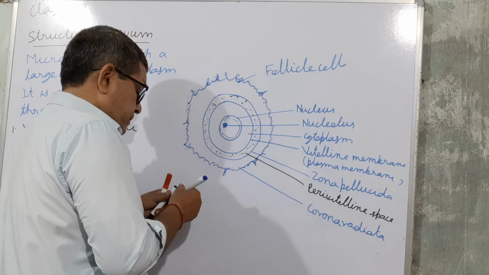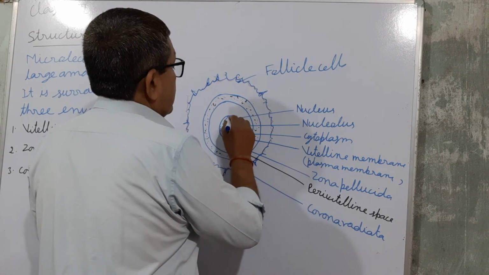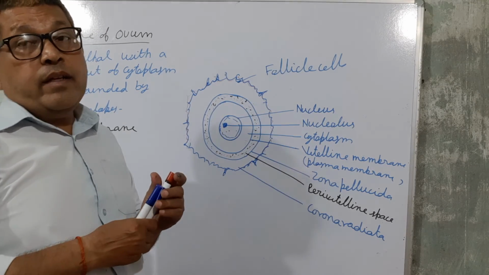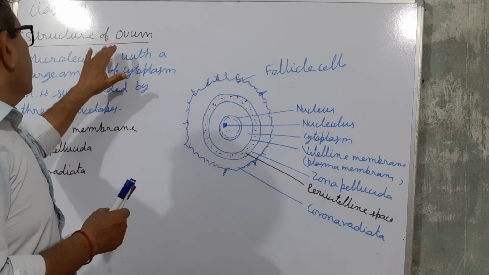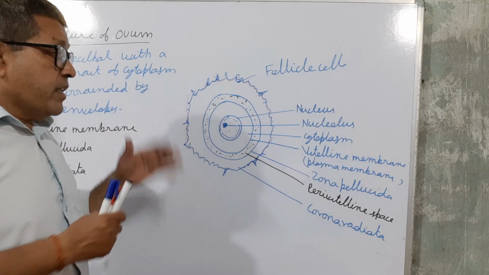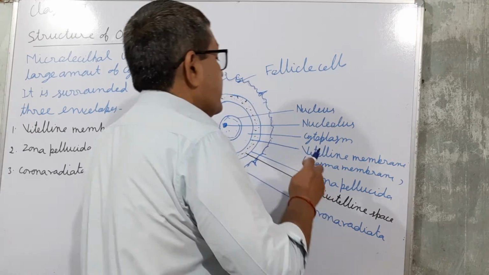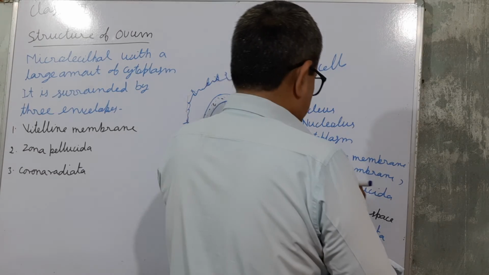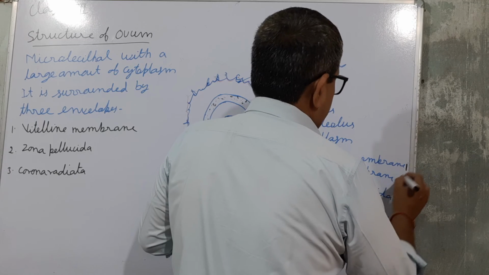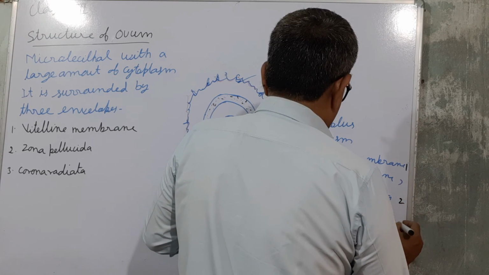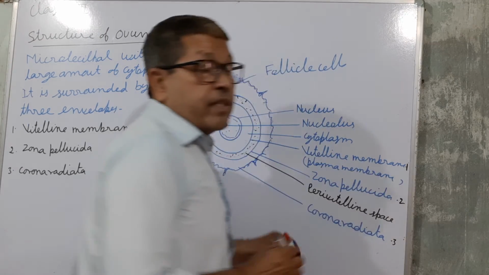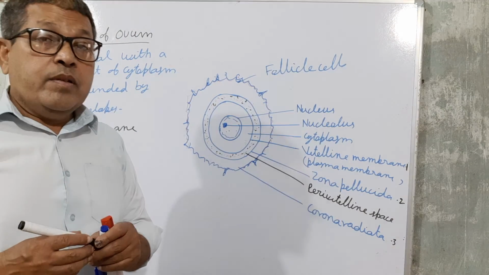So these are the different layers of the human egg, the human ovum. This is the structure of the human ovum. It consists of mainly three membranes: one is the vitelline membrane, second the zona pellucida, and third the corona radiata. Three membranes are there.